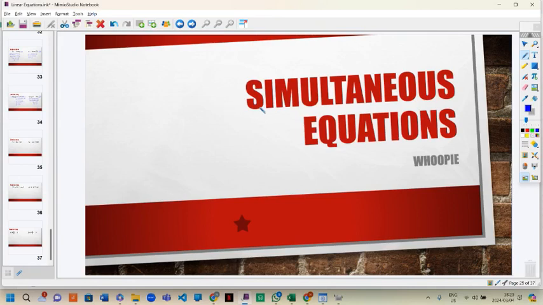Okay, so we're still on simultaneous equations. I just wanted to show you guys sometimes there isn't a time where you get a singular letter. And I just want to show you what happens and what you can do to solve it when that happens. Okay, so let's just get into it.